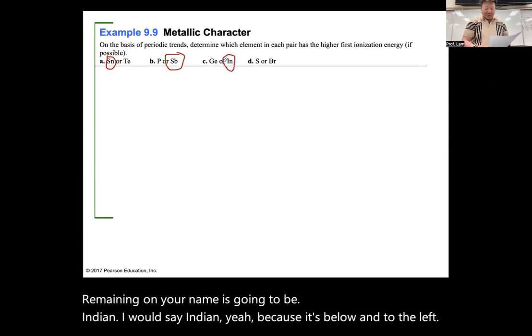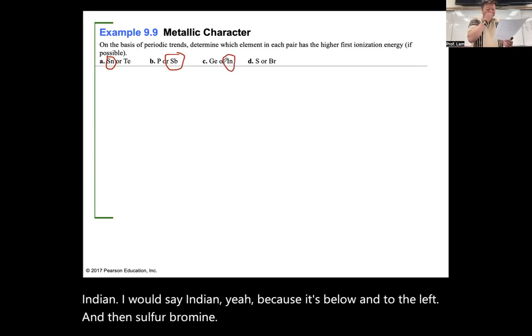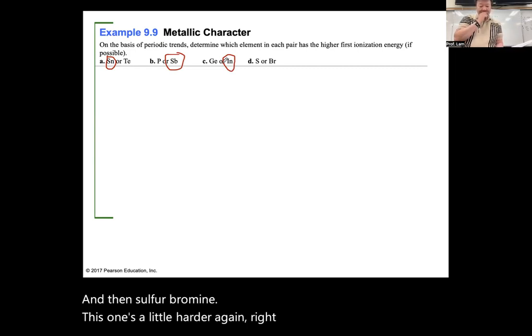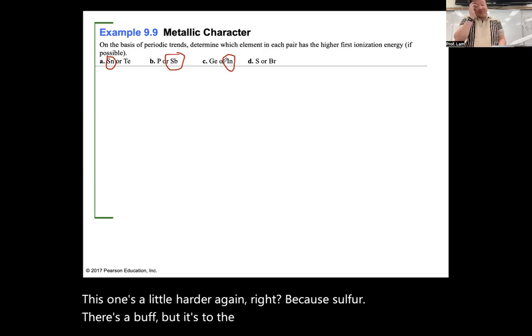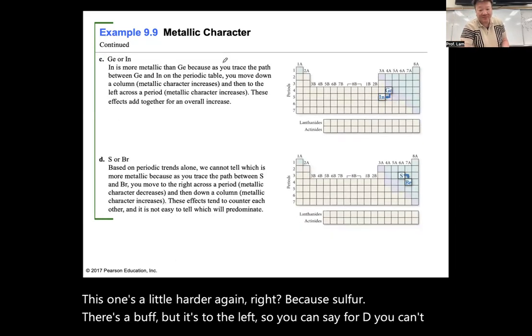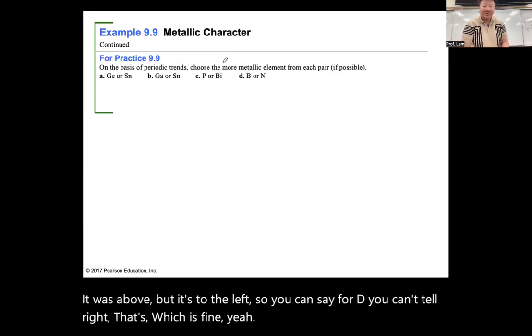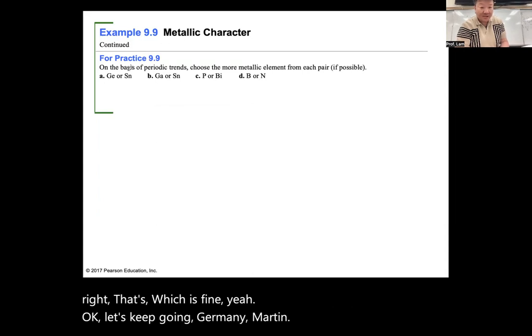And then sulfur or bromine. This one's a little harder again, because sulfur is above, but it's to the left. So you can say for D, you can't tell, which is fine. Okay, let's keep going. Germanium or tin? You'd say tin, because tin is below germanium.